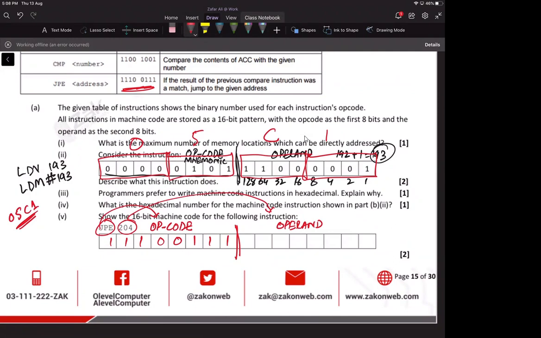204, 128 plus 64 is 192. So 204 minus 192. This is 2, this is 1. 12 remains, which is 8 and 4. 1, 2, 4, and 8. So that is 192. So let's check: 128, 64, 8, and 2. 8 and 4. So 24.